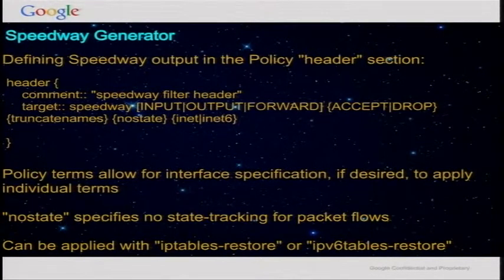By default, it's a state tracking filter, which means it keeps track of state, allows established flows through. If you want it to be a very rigid filter without any state tracking, and you want to handle that yourself by allowing established terms, you can use the no state argument, which turns off all flow tracking.